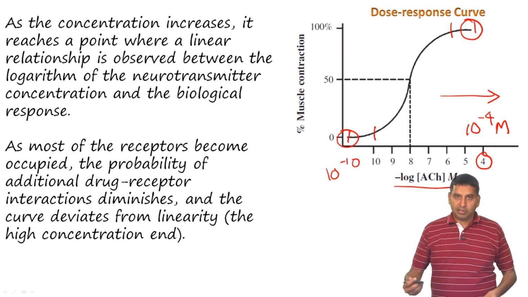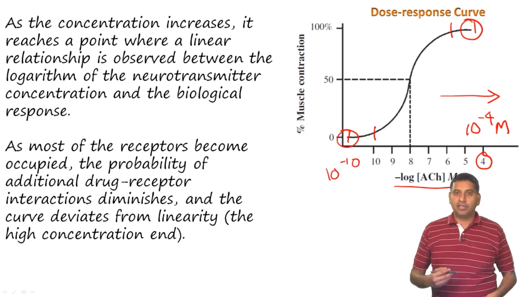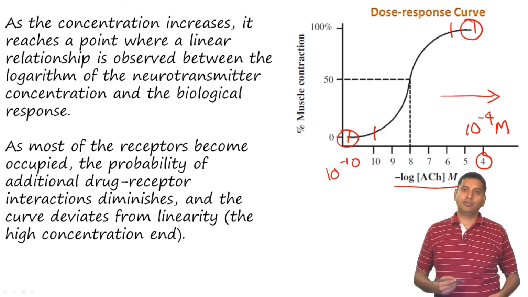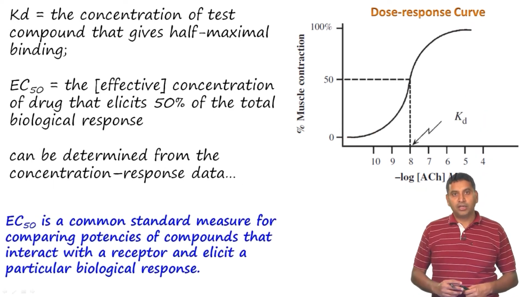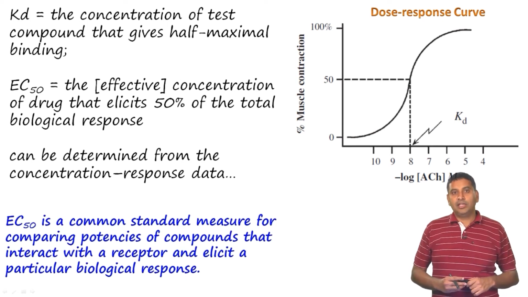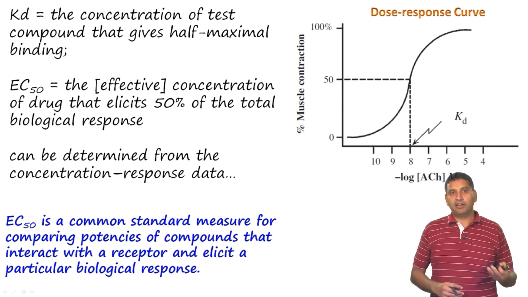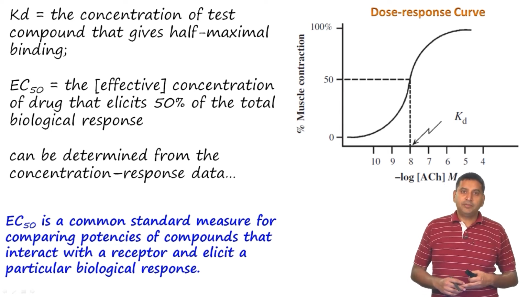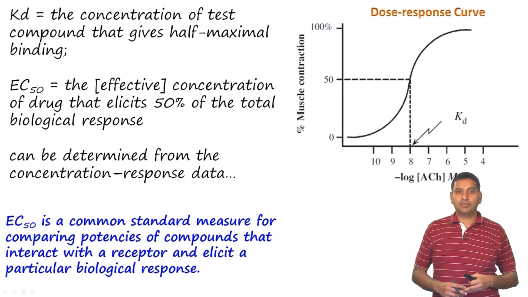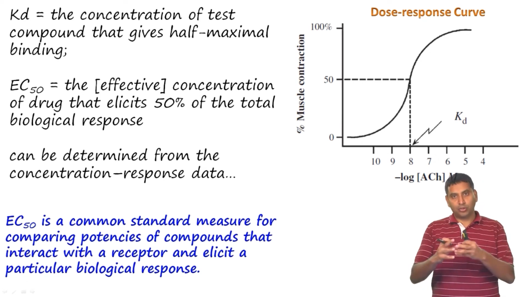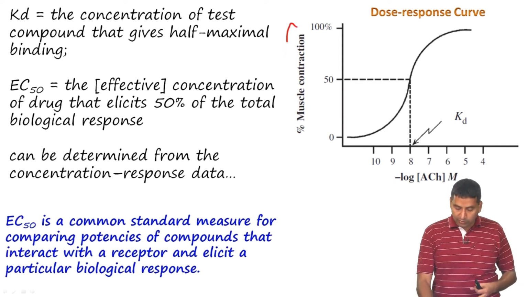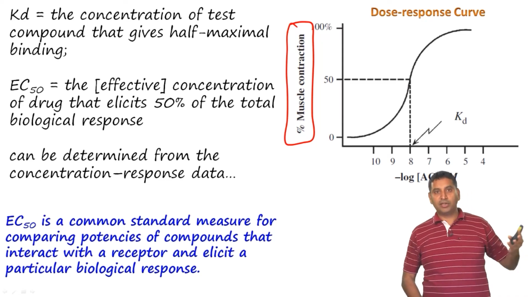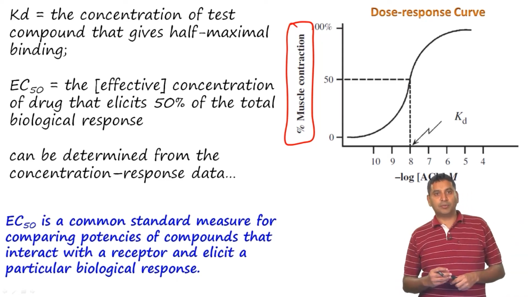Again, using mathematical fitting, we can obtain very important terms, for example, we can obtain an EC 50 or an efficacy concentration 50. Okay. Now, Kd, as we have looked at earlier, is the concentration of the test compound that gives half maximal binding. EC 50 is the effective concentration of the drug that elicits 50% of the total biological response. Okay. So, the biological response that we are looking at is muscle contraction. Kd we have looked at earlier as to how well it interacts with the receptor.